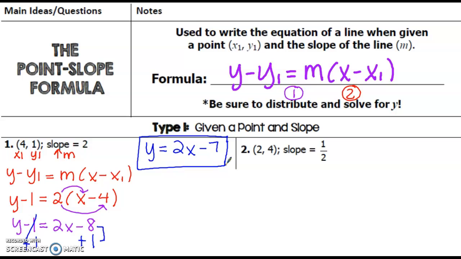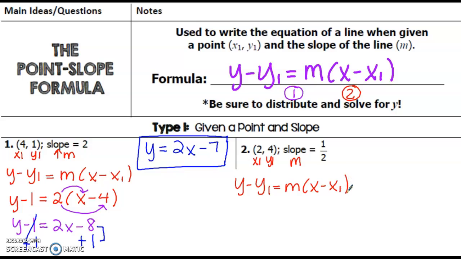Let's look at number 2. I'm going to start off by labeling my ordered pair, that is x1, y1. My slope is m. So again, I'm going to write my equation. Y minus y1 is equal to m times x minus x1.